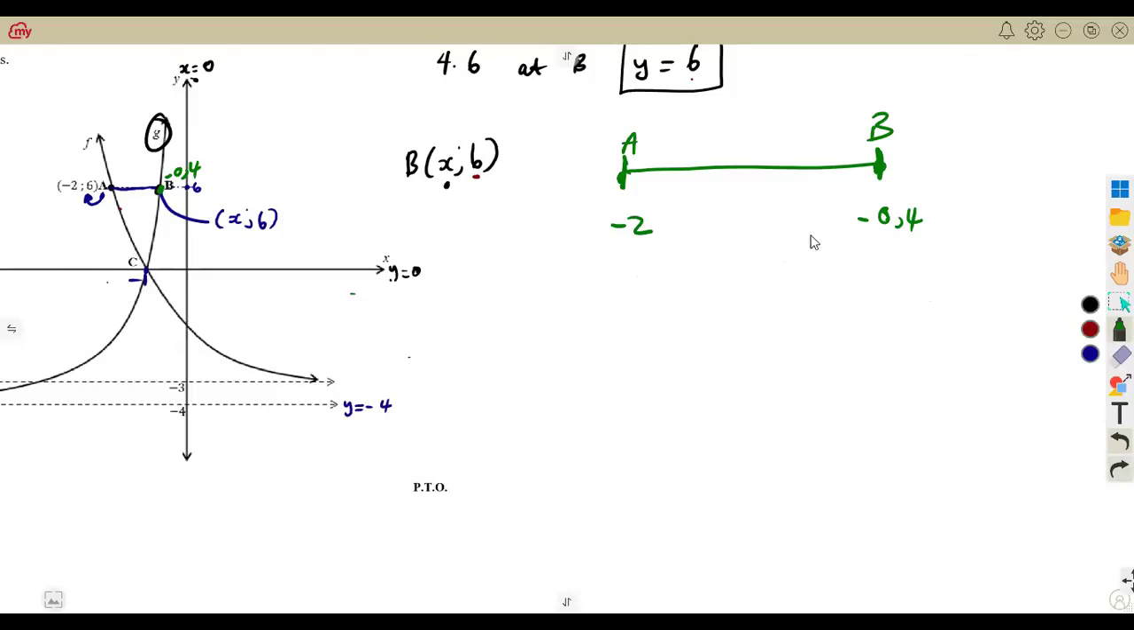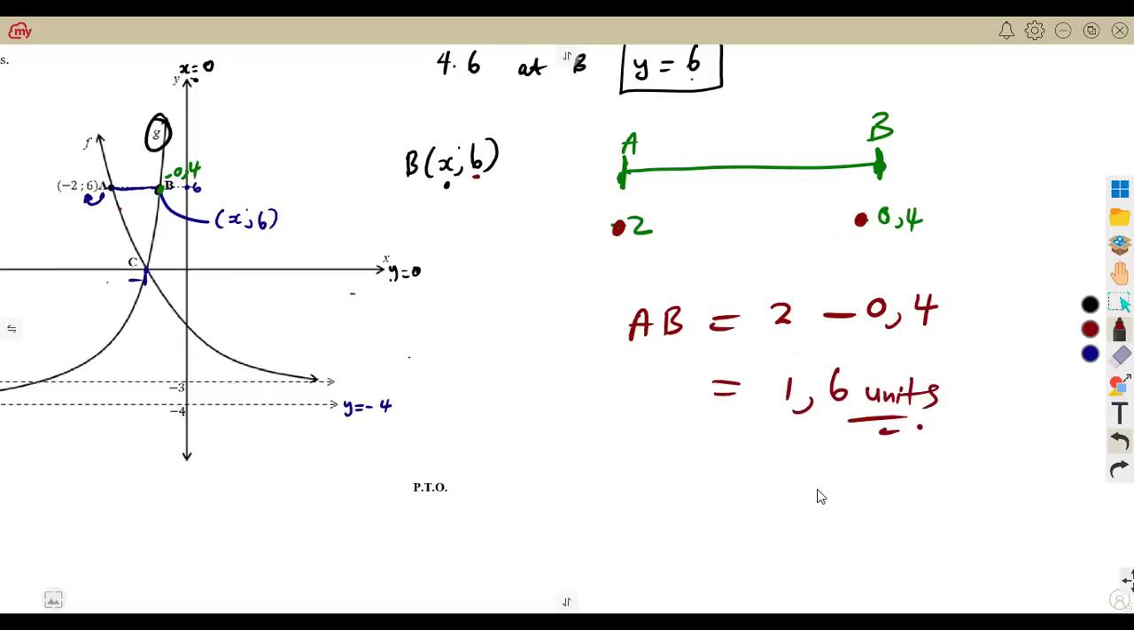So you can even ignore the negatives, guys. This one is a negative and this one is a negative. You can ignore those negatives. The difference is the one that you want. So what is the difference between these two? That is the length of AB, which is simply 2 minus 0.4. So 2 minus 0.4, that is 1.6 units. So you've got the distance between A and B.